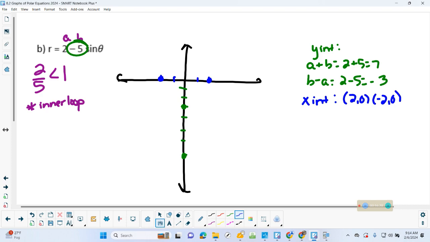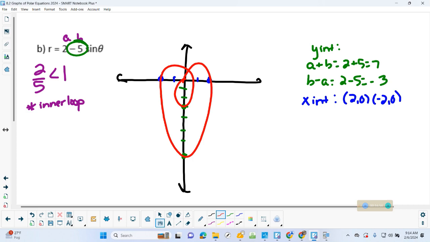Now, same thing. I'm going to start at the origin. So before I draw it, you try to draw it. I'm going to make the inner loop, and then I'm going to hit the intercepts. So I'm going to start at the origin, my inner loop. It could be better, could be worse.